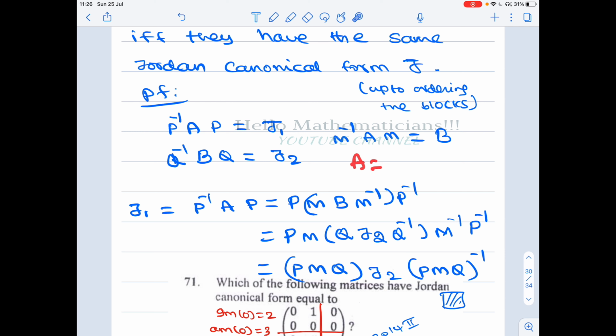From here, A equal to M B M inverse. So we substitute here, then this P here. Instead of P inverse P, I have written P inverse. So that is a mistake, but it is fine. That is not going to make a big difference.